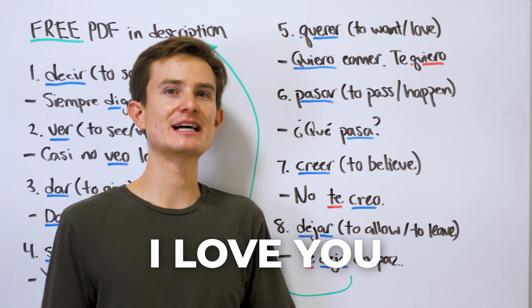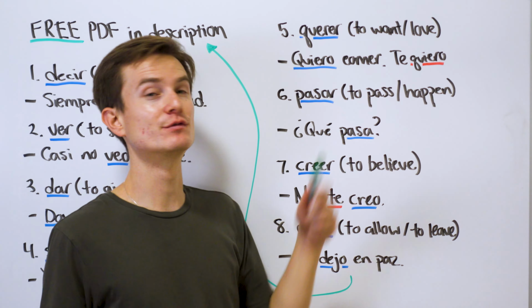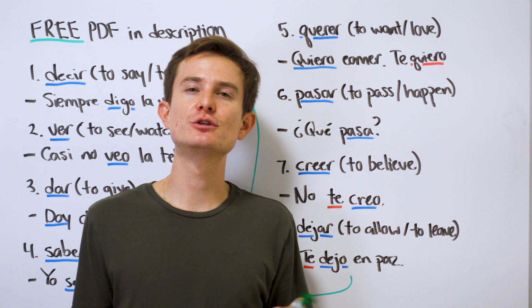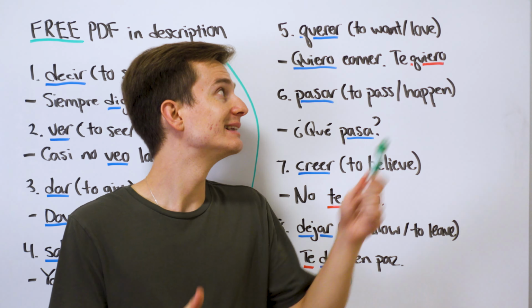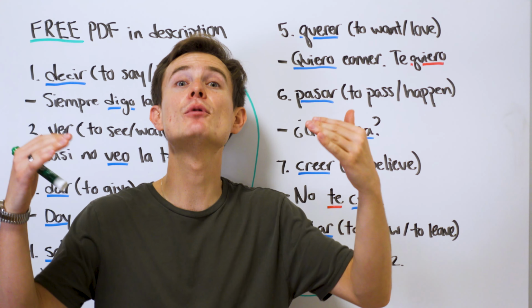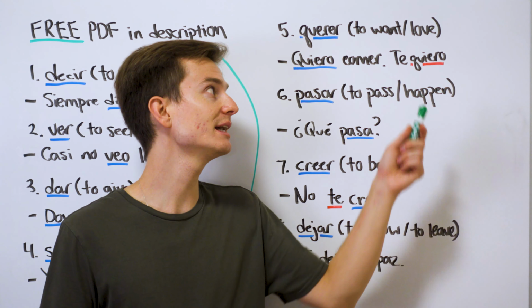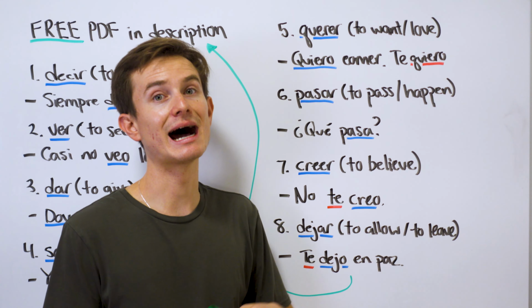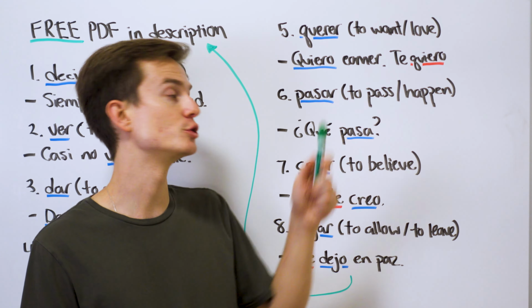You could literally translate that to I want you, which could take on a different connotation, but it's very common for us to say te quiero, meaning I love you. Now, many students will ask me, Nate, what's the difference between te quiero and te amo? Te quiero is a more chill version of saying I love you, whereas te amo is a bit more strong. So maybe with a friend, you would say te quiero, whereas with your husband or wife, you would say te amo, okay? Pasar, meaning to pass or to happen.